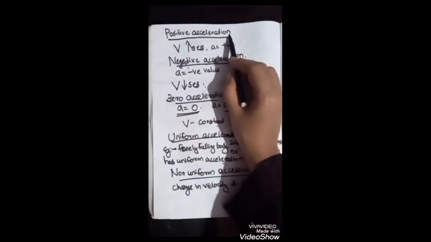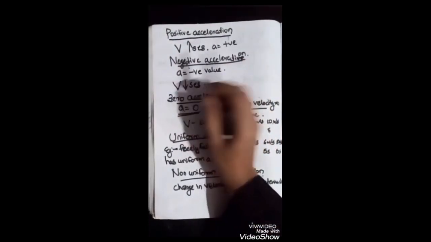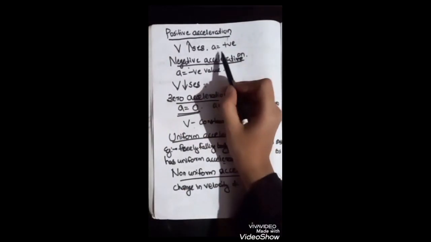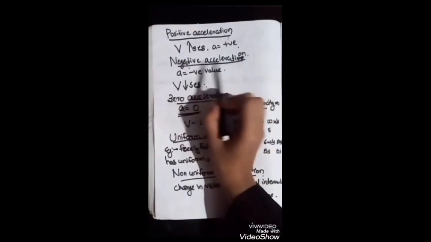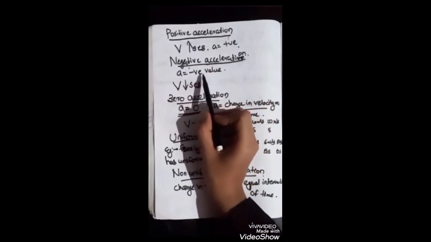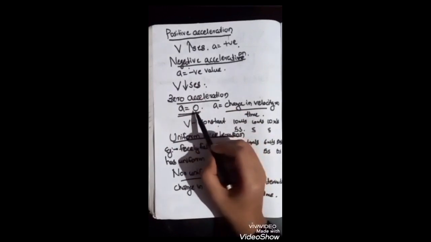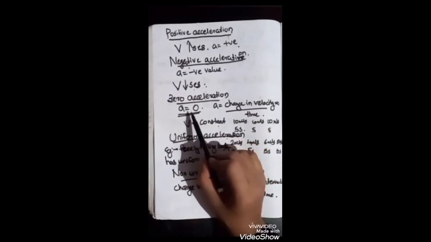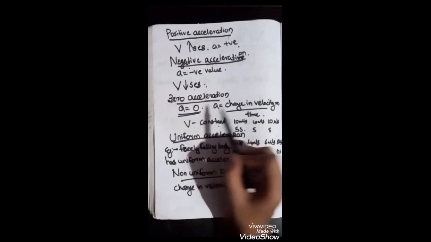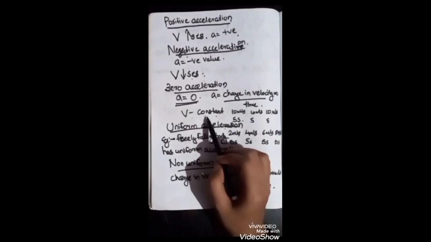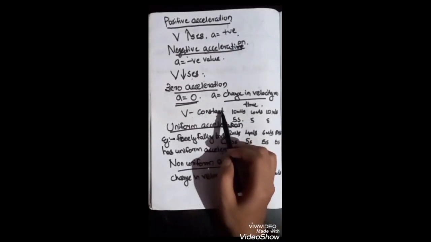These are all about the types of acceleration. That is positive acceleration. Here the velocity increases. That is, the acceleration will have a positive value. In negative acceleration, acceleration will have a negative value. That is, the velocity decreases. Here in zero acceleration, the acceleration will have a value of 0. That is, the change in velocity with time is a constant.